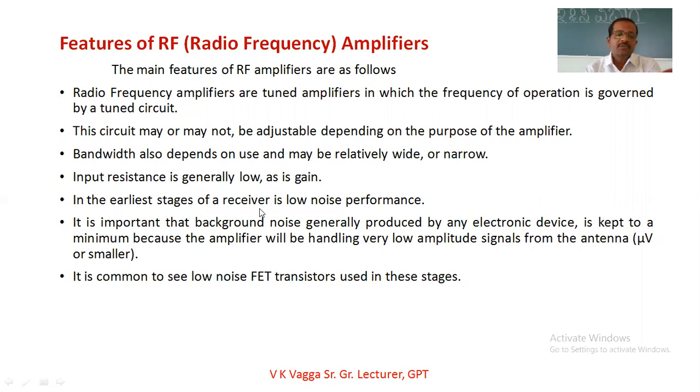In the earlier stages of the receiver there is low noise performance, and it is important that the background noise generally produced by an electronic device is kept to a minimum. It is because the amplifier will be handling very low amplitude signals from an antenna, in terms of microvolts or even smaller. And it is common to see low noise FET transistors used in these RF amplifiers. This is about the features of the RF amplifier.